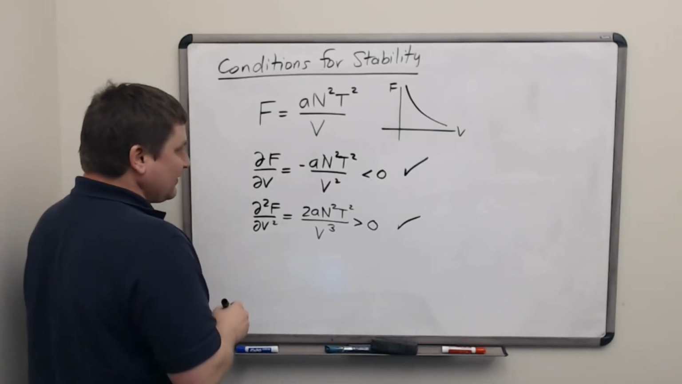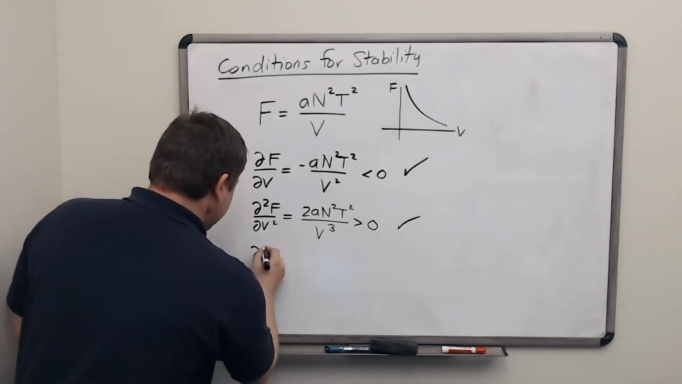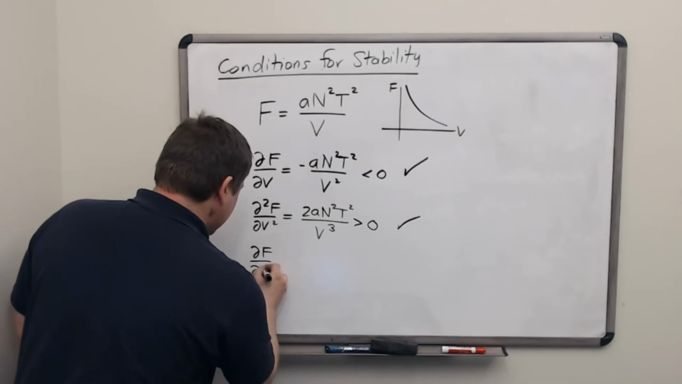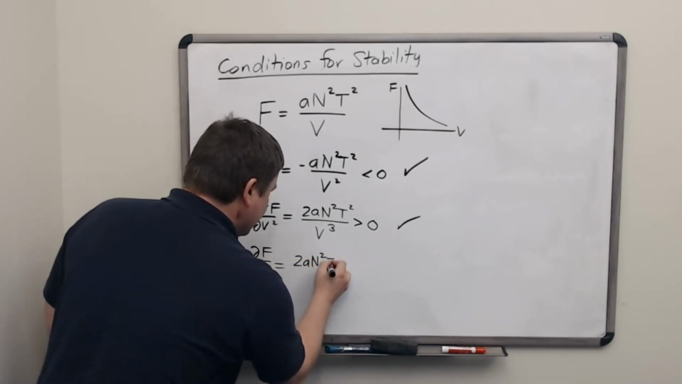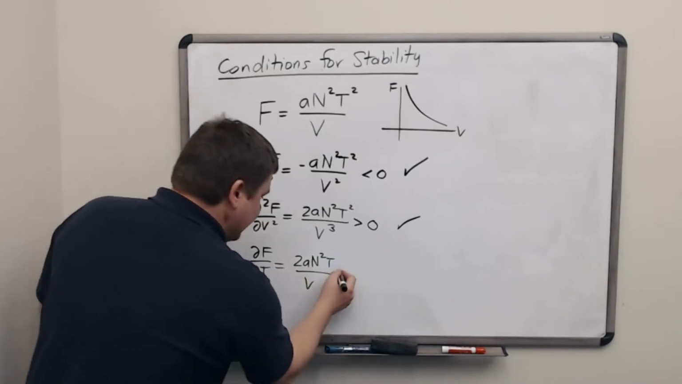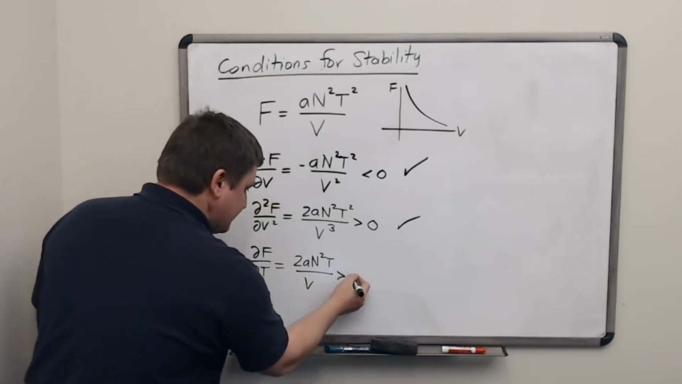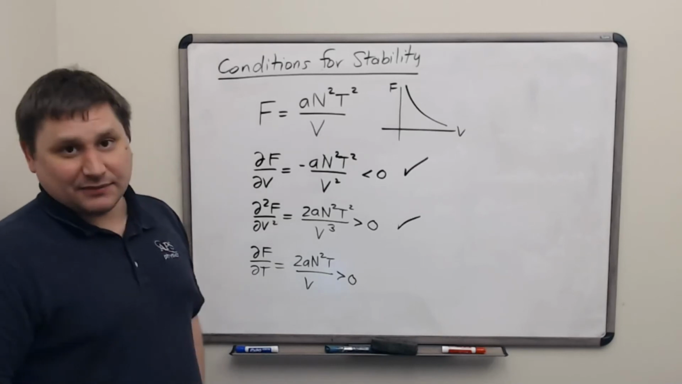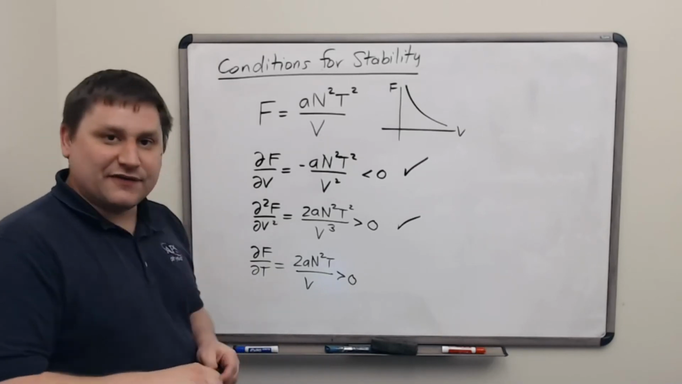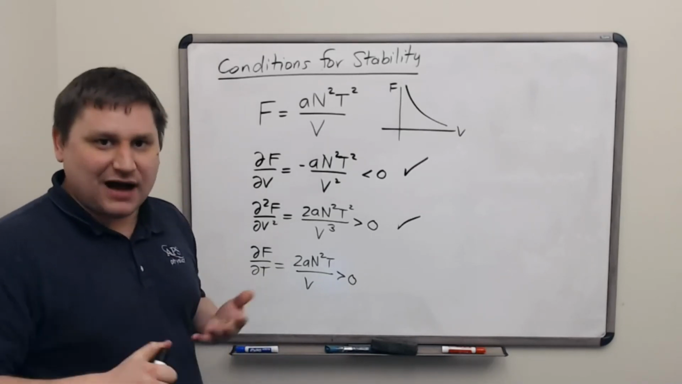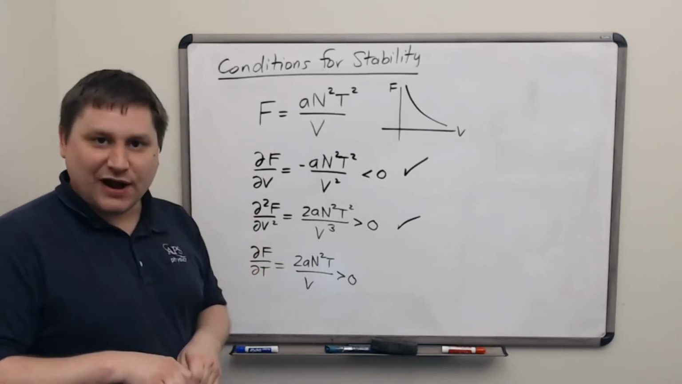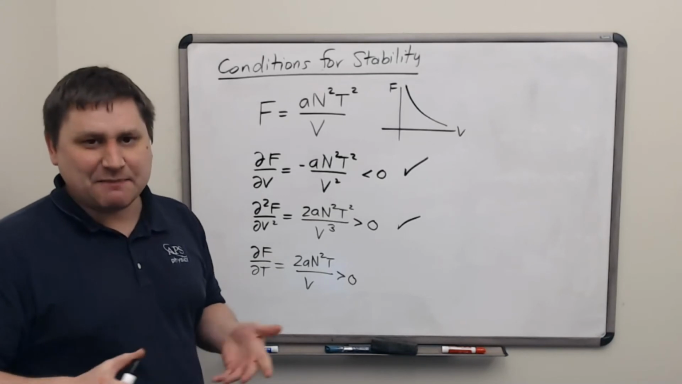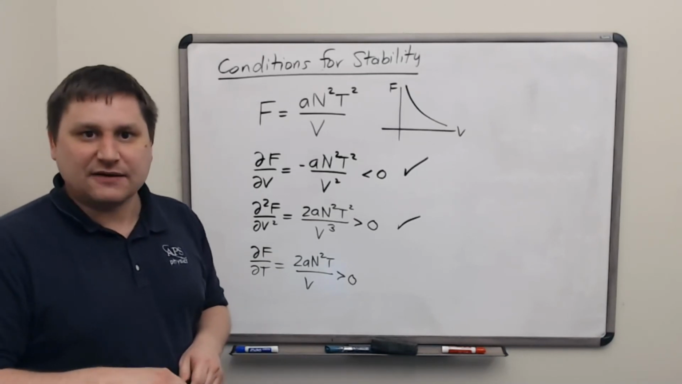Now let's check the thermal stability, dF/dT. This is going to be 2A n squared T over V, and that is positive. And that's a problem, because this derivative needs to be negative to have a positive entropy in the system. So this model doesn't make sense even for having a positive entropy, and it must be modified in some way to make it work.